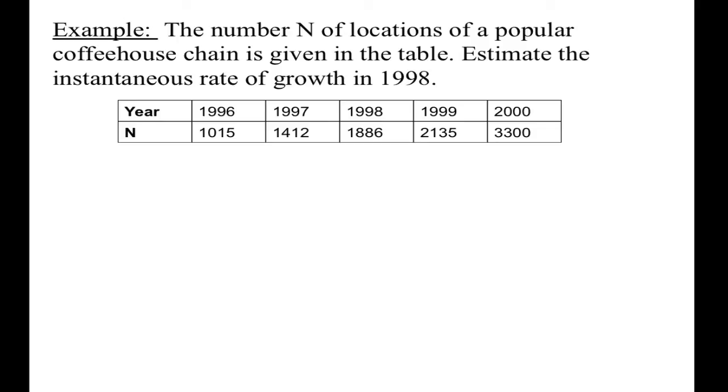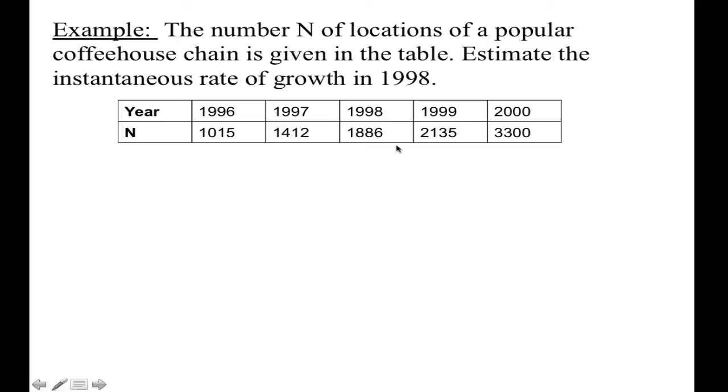All right. Another example is given when you have just a table. So this example is very similar to your guys' 20-minute ride experiment. So hopefully after this, if you are unable to calculate your actual speed at 10 minutes, you should now be able to after this problem. All right, so we have the number n of locations of a popular coffee house chain is given in the table. Estimate the instantaneous rate of growth in 1998.